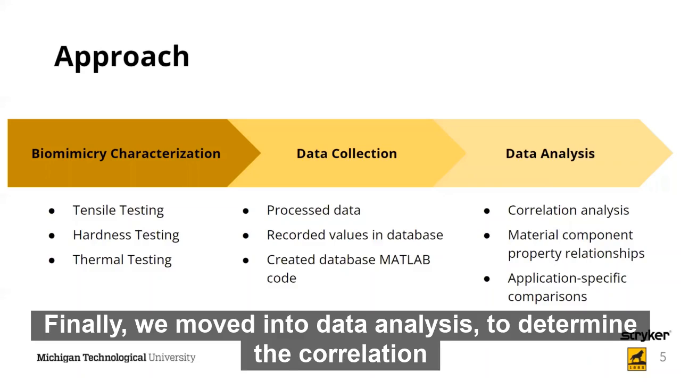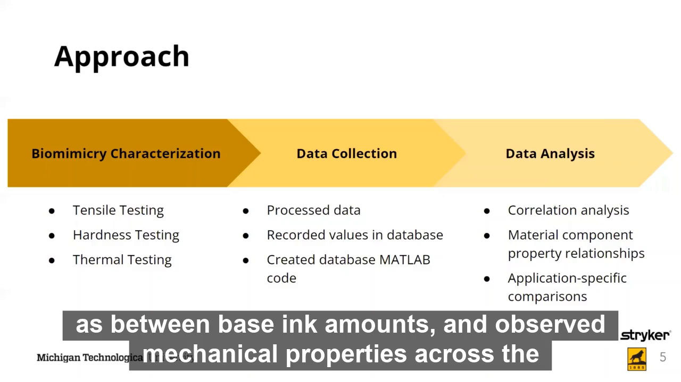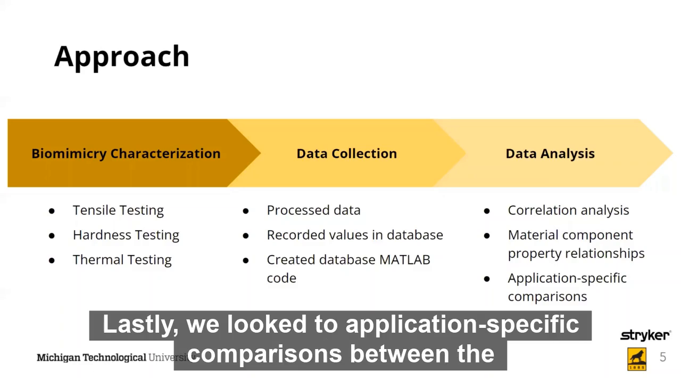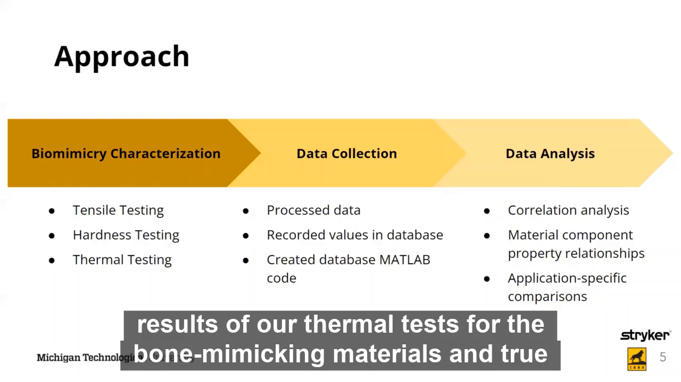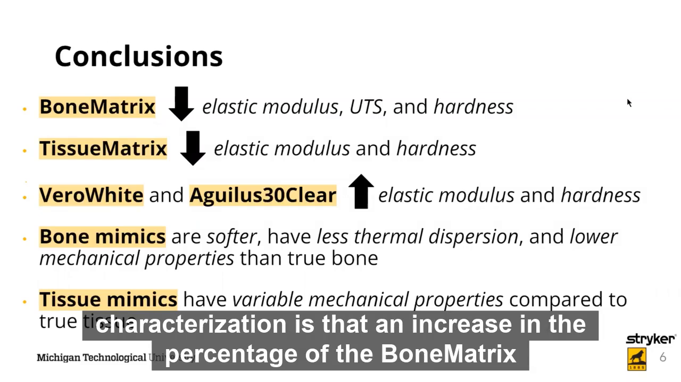Finally, we moved into data analysis to determine the correlation between mechanical properties, as well as between base ink amounts and observed mechanical properties across the preset material mixes in each category. Lastly, we looked at application-specific comparisons between the results of our thermal tests with the bone mimicking materials and true bovine bone.